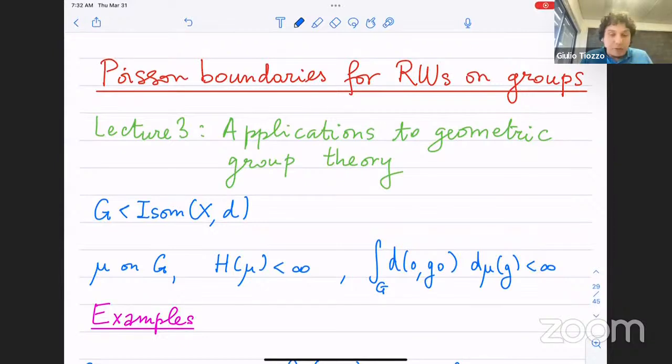So the general framework would be a group and some measure, and we definitely need, very important, that the entropy of the measure is finite, so H is the entropy. Otherwise, we can't do anything pretty much. And then some nice moment assumption, for instance, finite first moment. Or if you have a finitely supported measure, it's even simpler, so you can think of it like that. So, what things are known about Poisson boundaries?